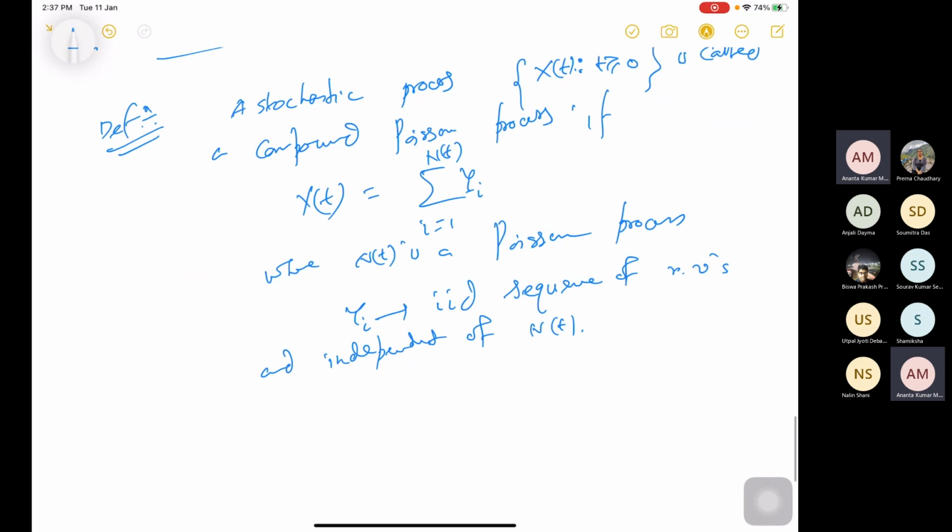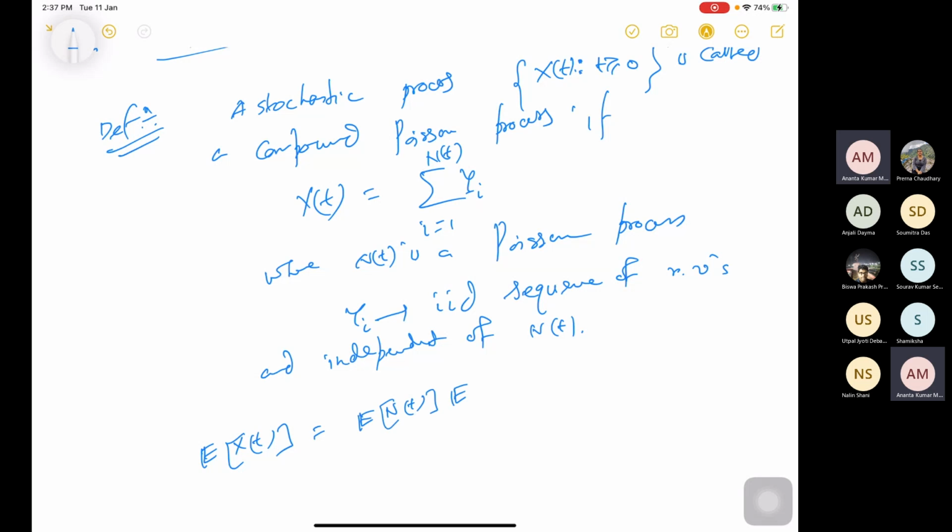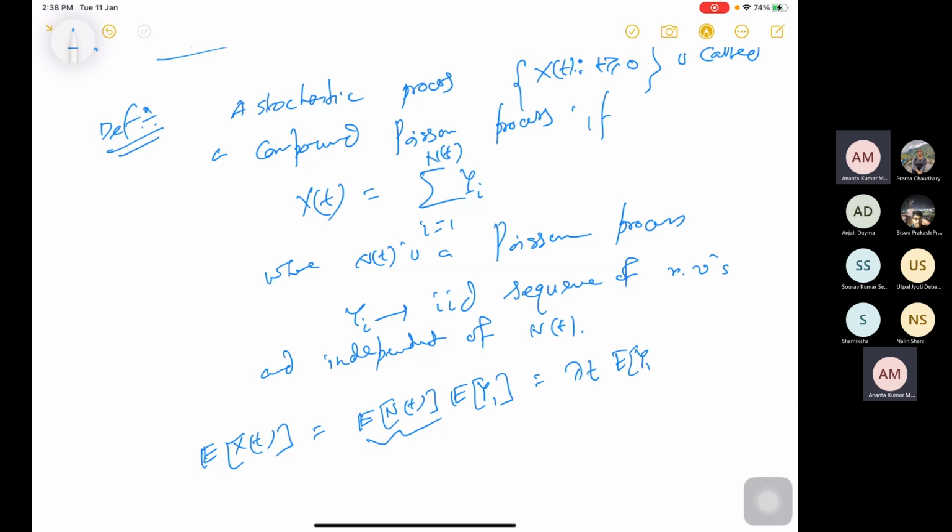Now, what will be the expectation of X_t? Because N_t and the Y_i are independent, you just condition on N_t, and then this is the expectation of N_t times the expectation of Y_1. Because the Y_i are IID, the expectation of Y_i is the same as the expectation of Y_1. So this is lambda t times the expectation of Y_1, because the expectation of N_t is lambda t. So if I know the mean of the random variable Y_i, then I can find the mean of the compound Poisson process X_t.